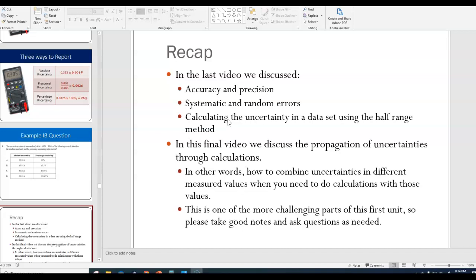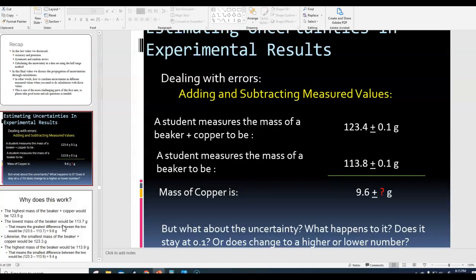Okay, so this is one of the more challenging parts of this first unit. It's still not super difficult. We'll do much more challenging things throughout the school year. But as far as this unit goes, you do need to make sure that you are aware of the rules concerning uncertainty calculations. Okay, so we're going to start off by talking about a type of problem which you might have seen before in chemistry.